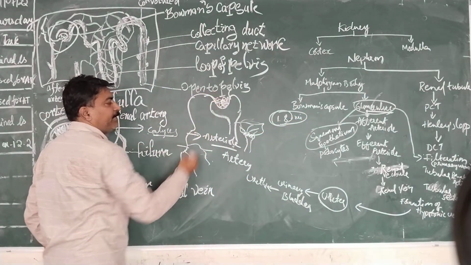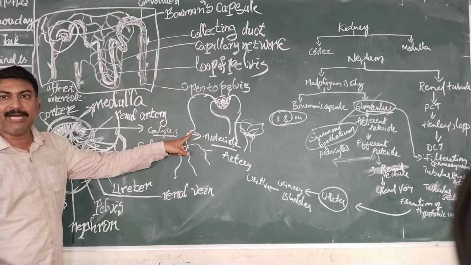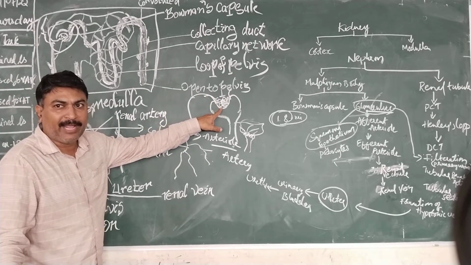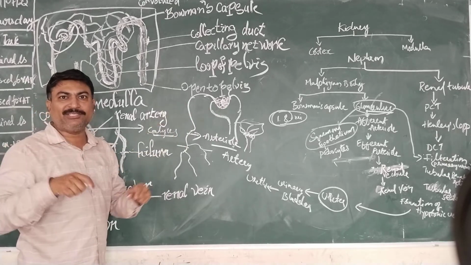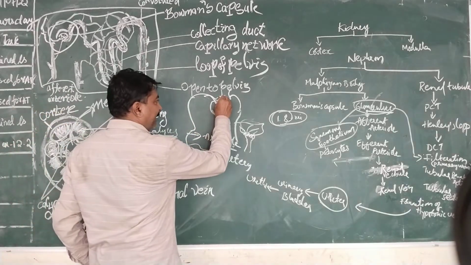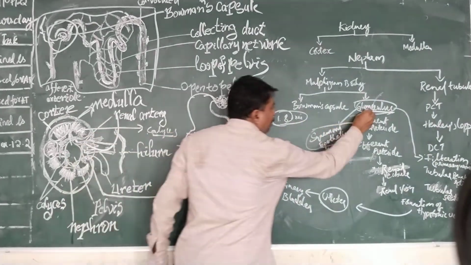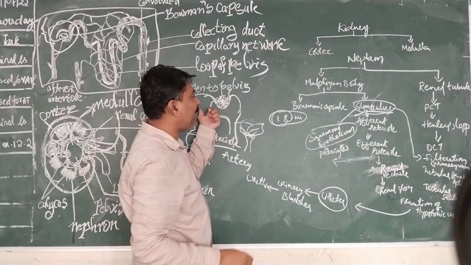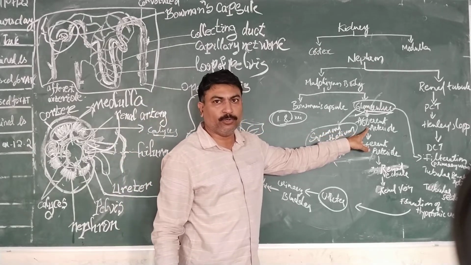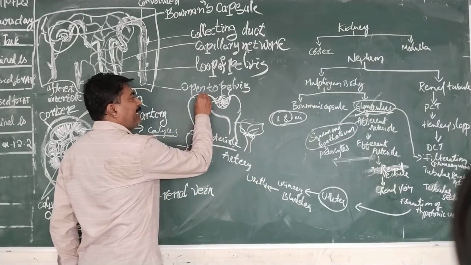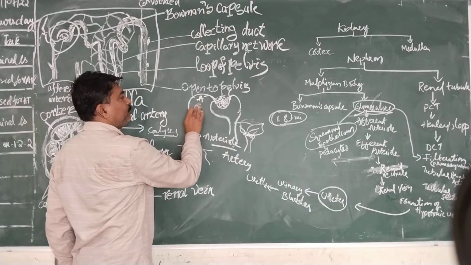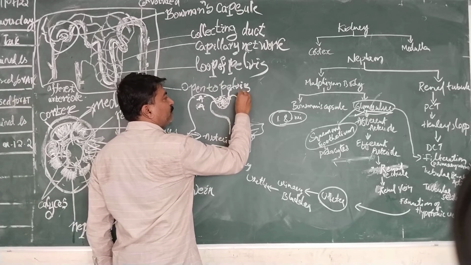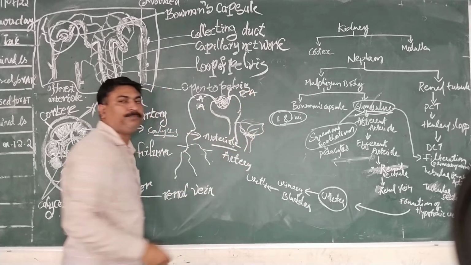One of the arterioles, the renal arteriole, will be entering into the Bowman's capsule, and it will form a net-like structure which will be known as the glomerulus. The incoming portion of the arteriole is known as the afferent arteriole. The incoming one, this is the afferent arteriole, AA, and the outgoing portion from the Bowman's capsule is known as the efferent arteriole.